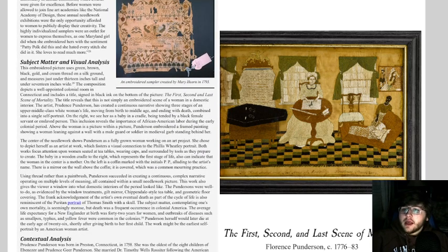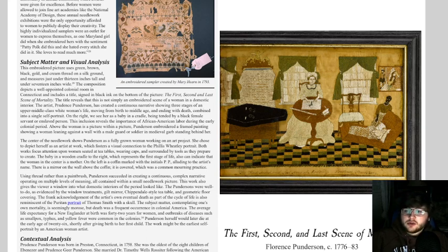Before women were allowed to join fine art academies like the National Academy of Design, these annual needlework exhibitions were the only opportunity afforded to women to publicly display their creativity. The highly individualized samplers were an outlet for women to express themselves, as one Maryland girl did when she embroidered hers with the sentiments, "Patty Polk did this, and she hated every stitch she did. She loves to read much more."